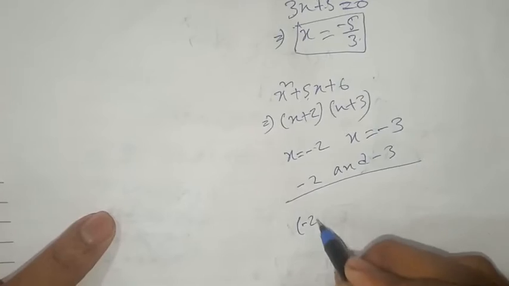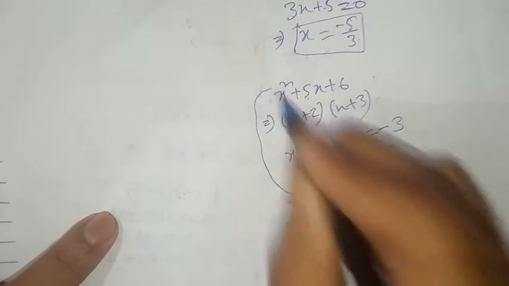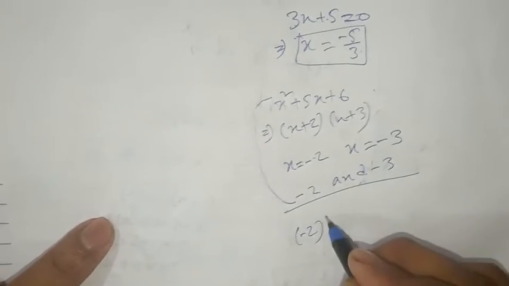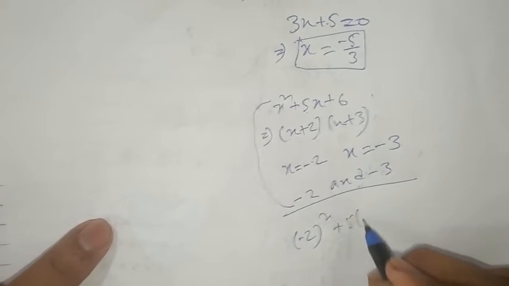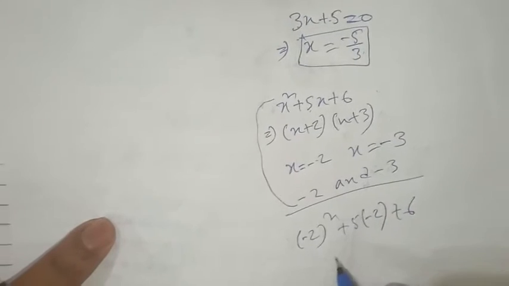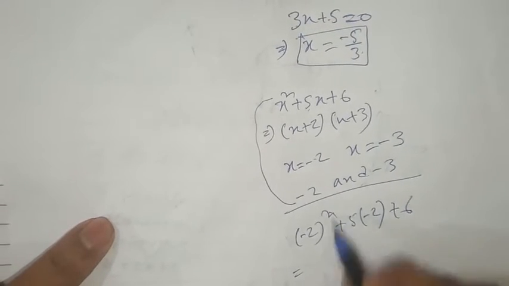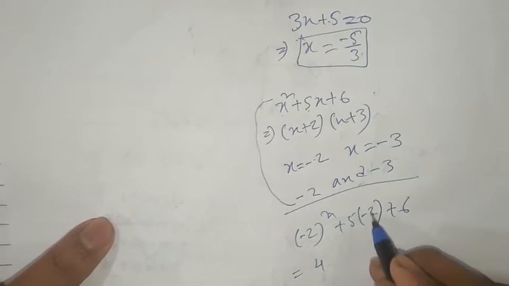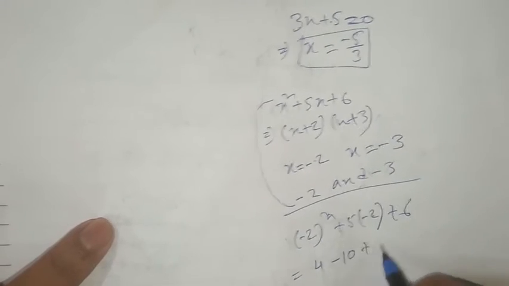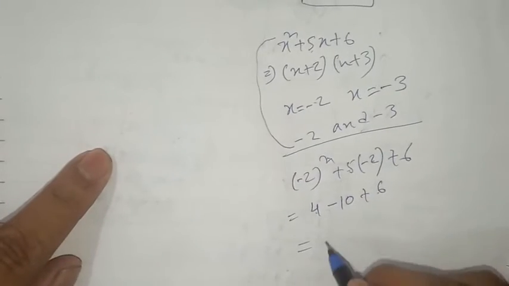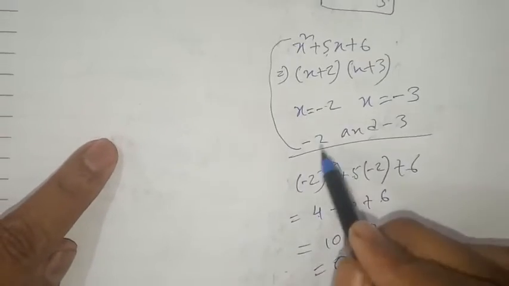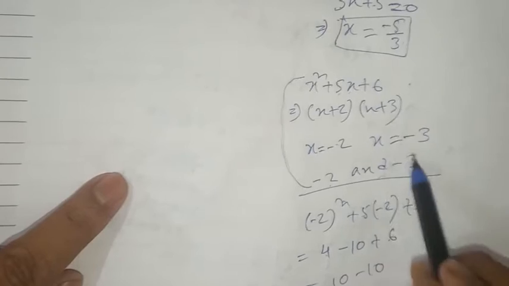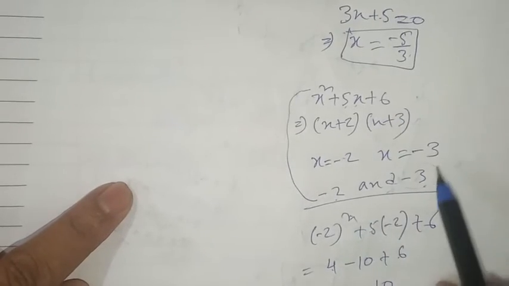I am substituting -2 in this quadratic polynomial. In place of x I substitute -2: (-2)^2 + 5(-2) + 6. So what will happen here? Squaring gives 4, this becomes -10, and this is 6. So 4 plus 6 is 10, and negative 10 will give you 0. Interesting, you got zero. So these are the zeros of this polynomial. You can also substitute -3 and you will get the same result.